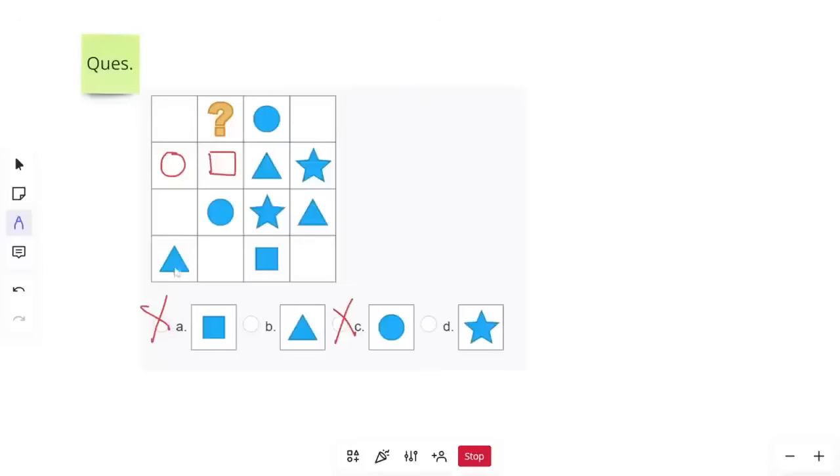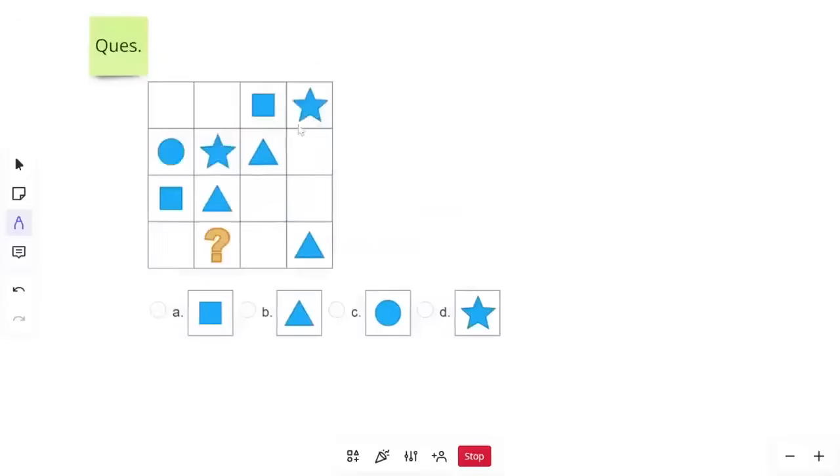Now let's try to fill this place. Okay, see, now what we are left with in this row: circle and square are already done. Now triangle and star are left. So triangle cannot come here, right? So the only option for triangle is this one. So that is why star will come here. So the answer for this question will be triangle, because in place of question mark it will be replaced with triangle. Hope you have understood it. Let's now move on to the next question.